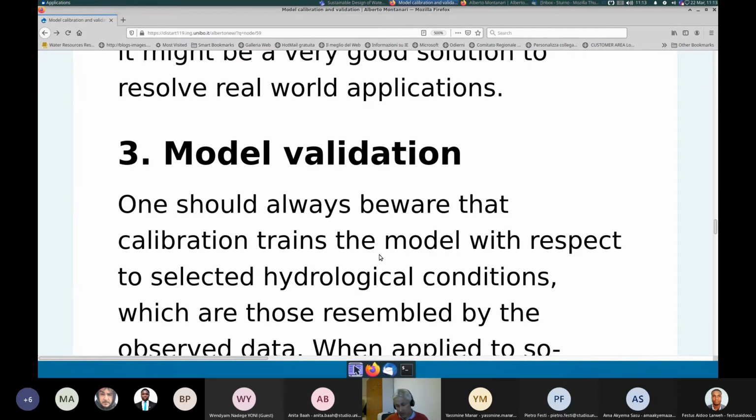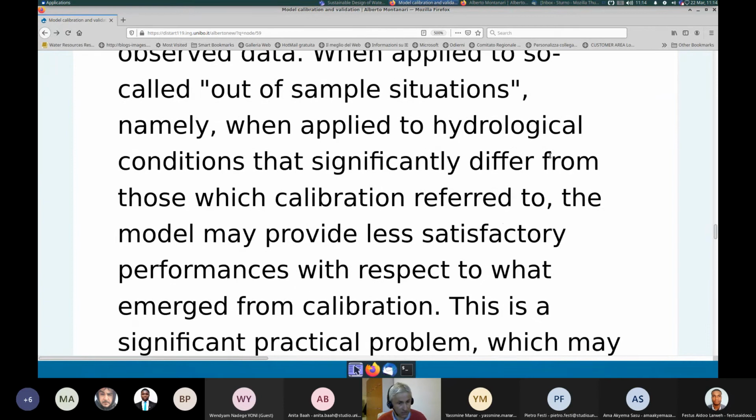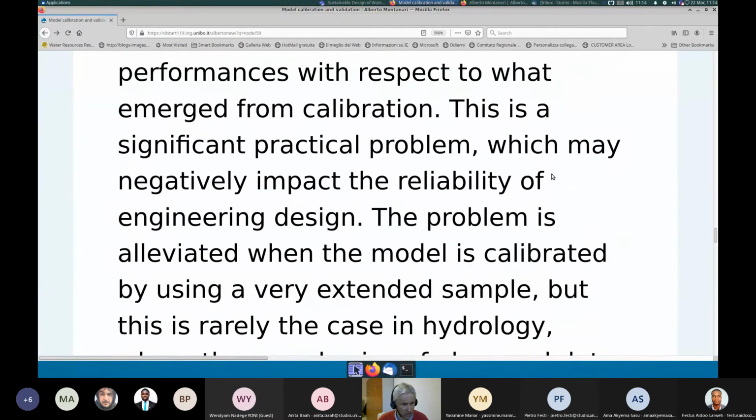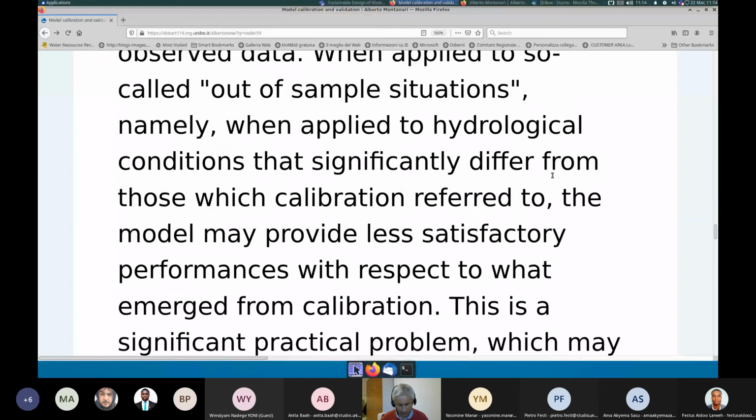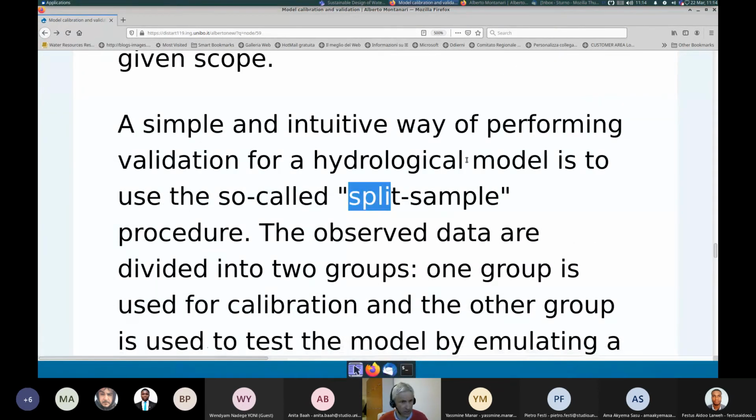So how to do this? You need data, because validation is again a comparison with observed data. But this observed data should not have been used in calibration. How to do this? The most used procedure is called split sample validation. Let me check, I think it is written somewhere here. Okay, here it is. Let me check in my web page, split sample, okay.